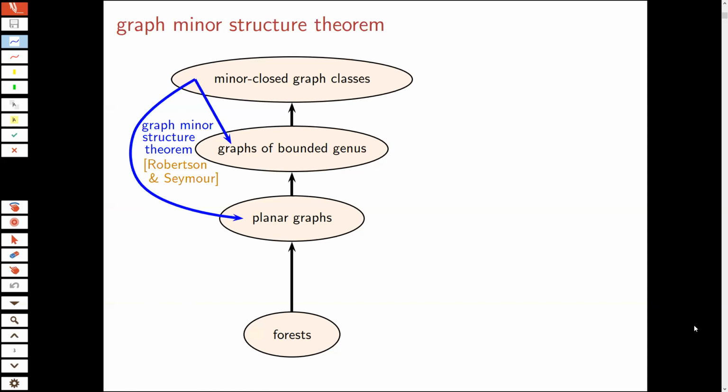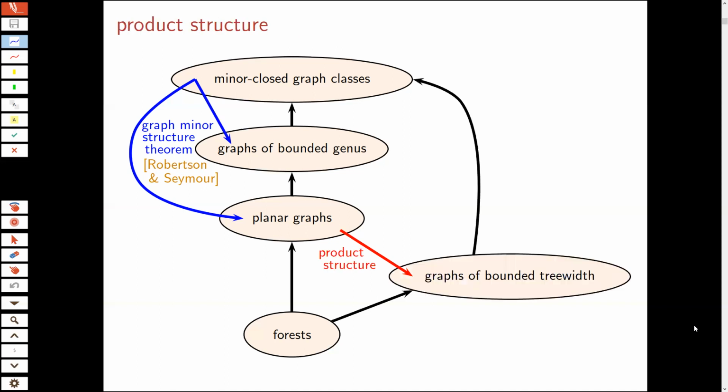But a question that has bothered me for quite a long time is, what is the structure of planar graphs? Can we describe planar graphs in terms of some simpler building block? And the graph minor structure theorem just doesn't answer this question, because planar graphs are the simplest of all the building blocks in the graph minor structure theorem. So the short story is that we answer this question using something called product structure. And what we're able to do is describe any planar graph in terms of graphs of bounded treewidth. I'll define what that means later on.